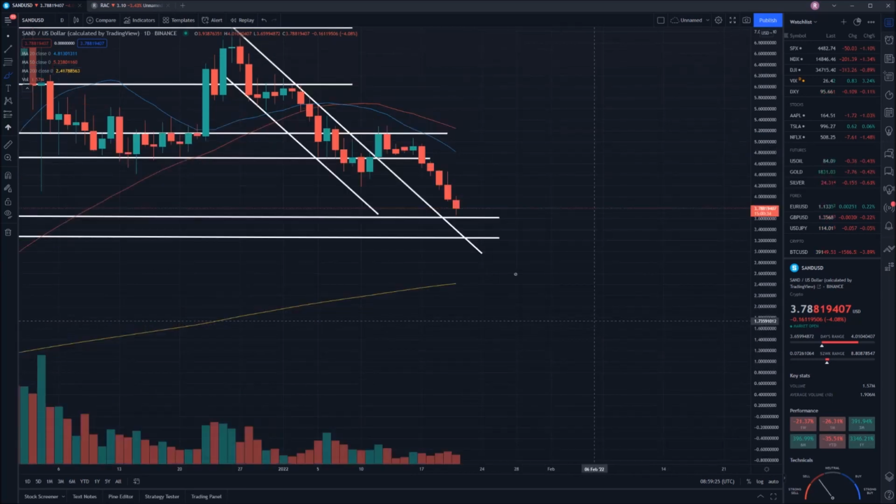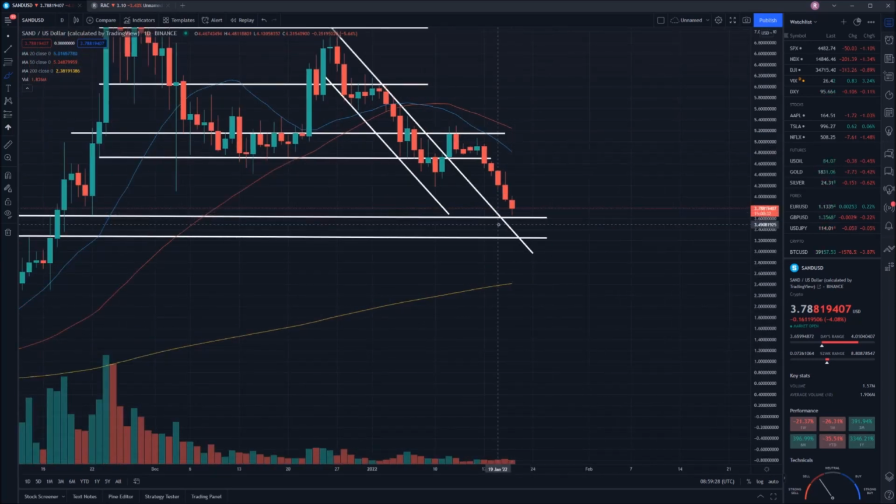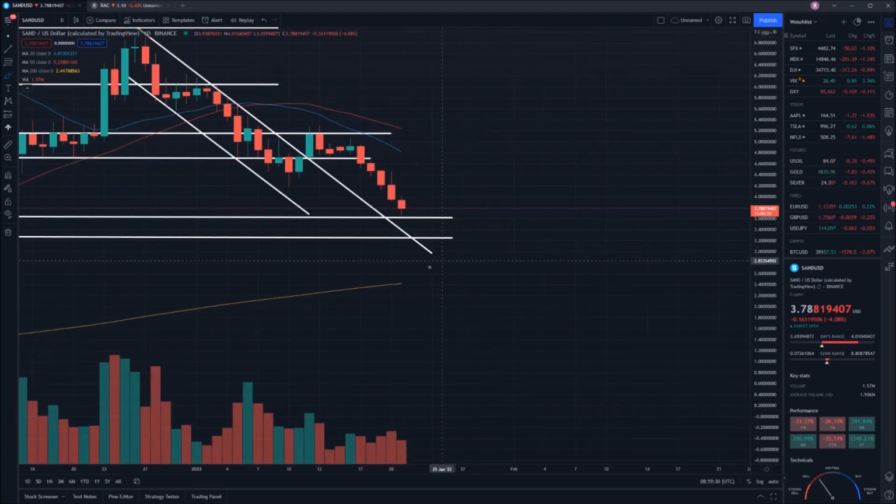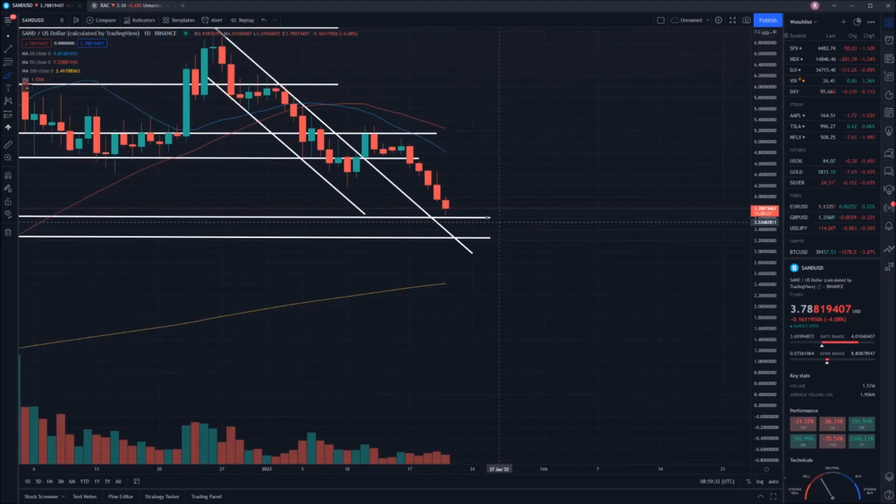All in all, that all points towards one thing, and that is likely Sand is unfortunately going to continue to drop. So I think once this key point at $3.65 gets broken, the next point we're going to be moving towards is unfortunately that $3.25 mark, just like that. That wraps up our analysis on Sand today, guys.